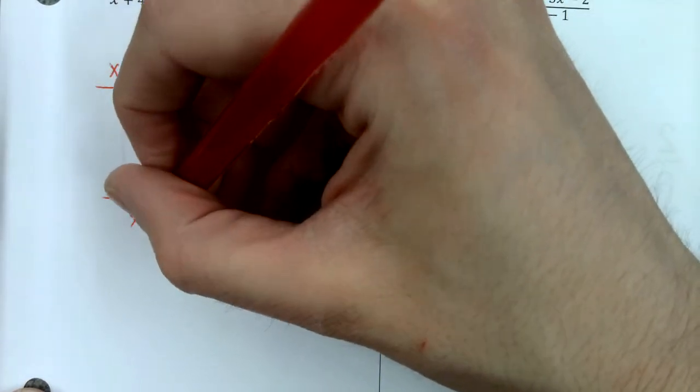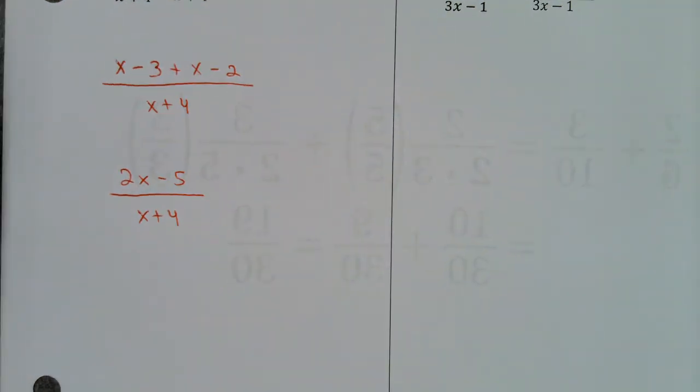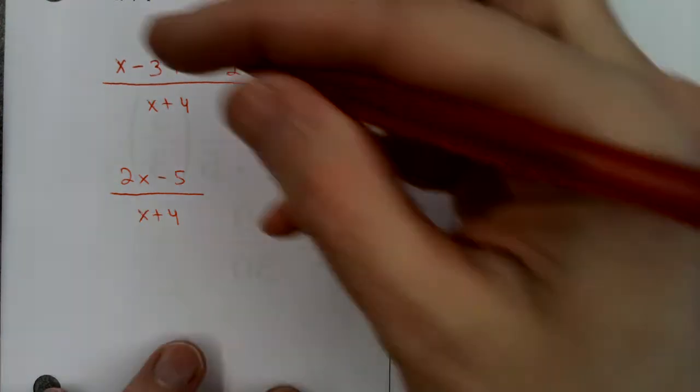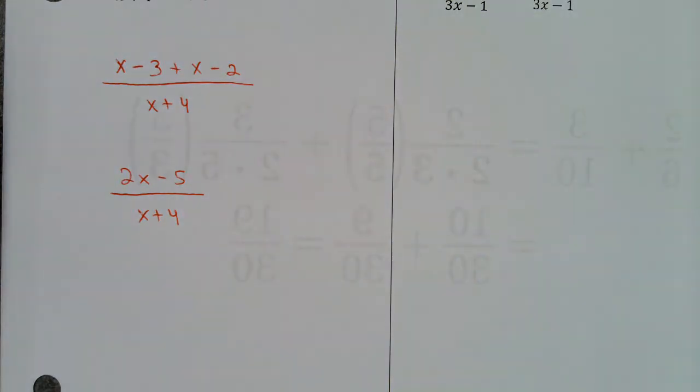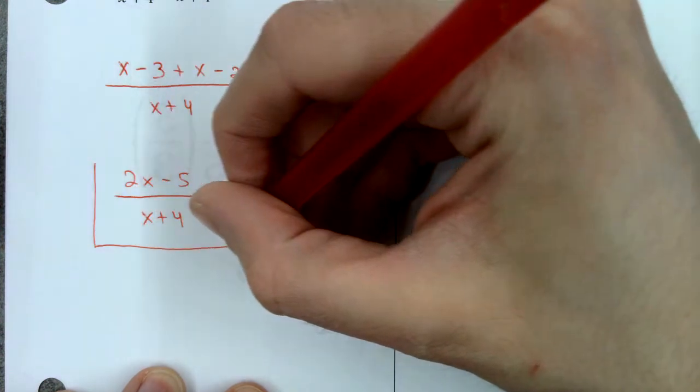Over x plus 4. Now going forward, I'm not going to ask you for restrictions, or at least not for this lesson anyway. But just know that x cannot be negative 4. I'm not going to ask you to write them out anymore today, but just know that x cannot be negative 4. That's a restriction still. And this is simplified as much as possible.